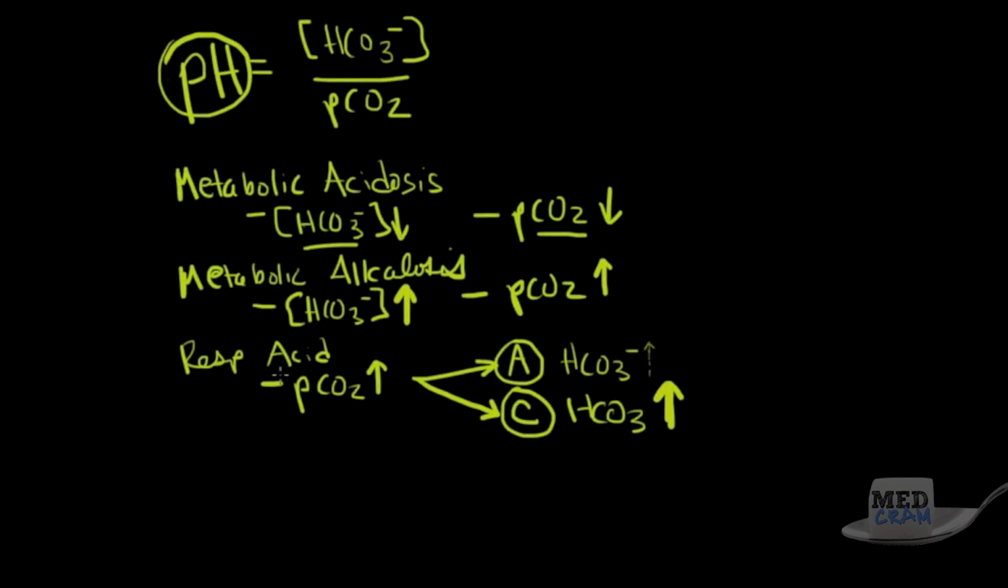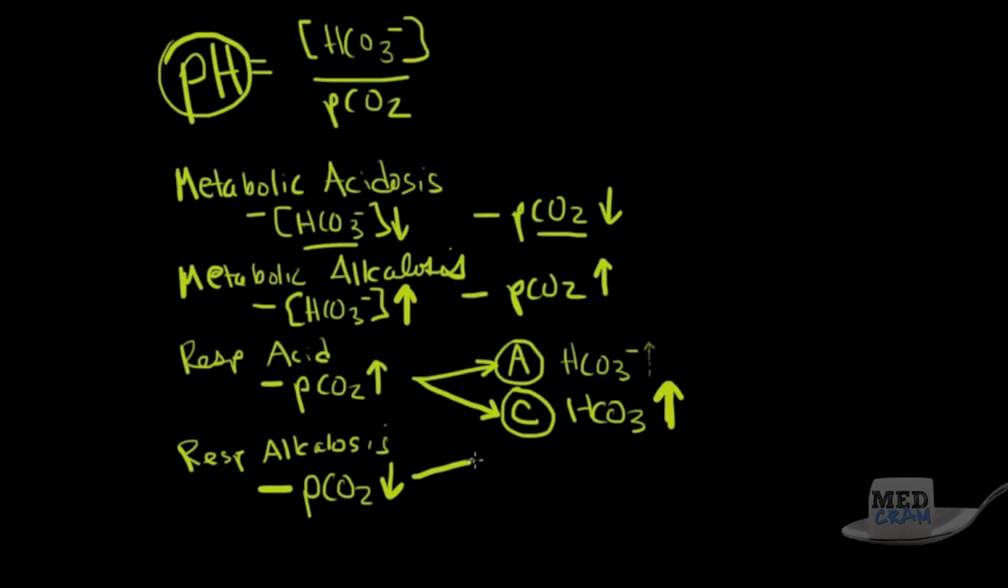So you have two types of respiratory acidosis again. One because the kidney didn't have a chance to compensate, and another because the kidney does have a chance to compensate. Let's talk about respiratory alkalosis. Okay. Here, PCO2 is going down. Now, if the PCO2 is going down, guess what's going to happen to the bicarb to keep the pH the same? It's also going to go down.